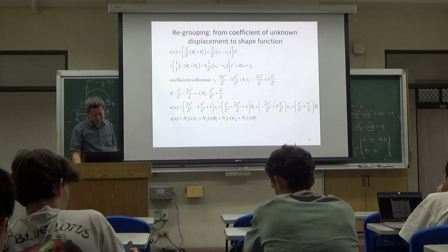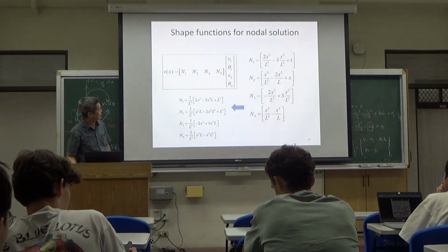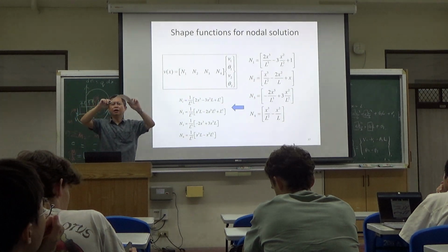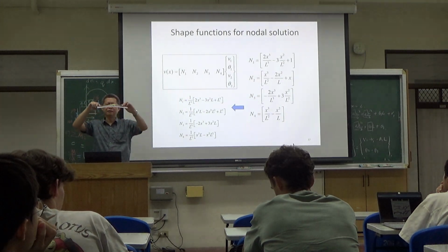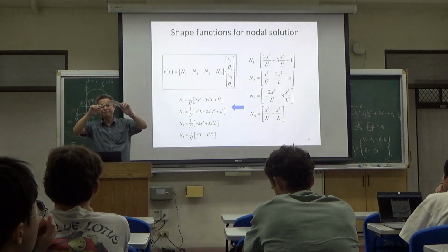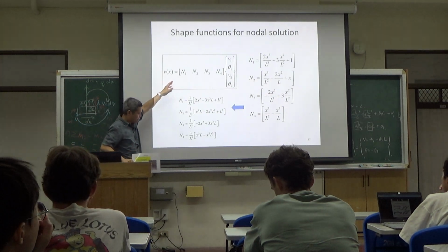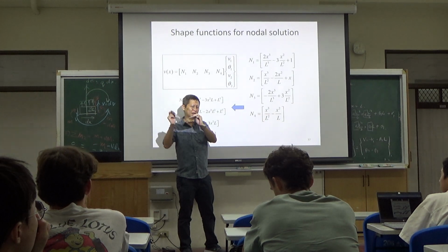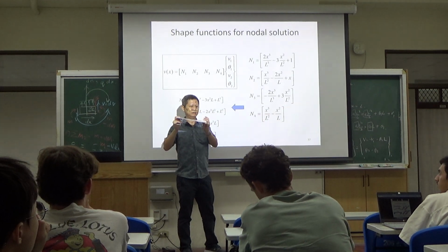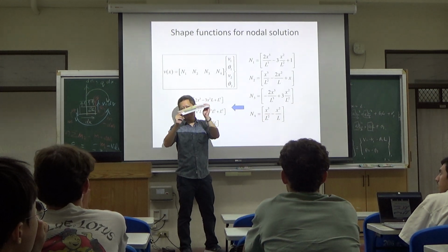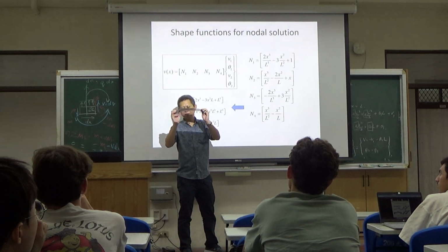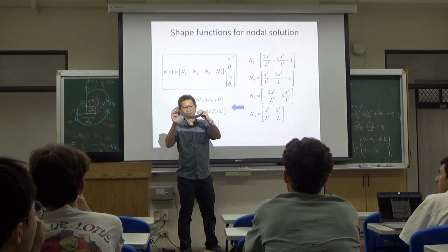Okay, the derivation could be complex. But after the grouping, the shape of the simple beam element is only defined by the vertical displacement on the right hand side, the vertical displacement on the left hand side, the angle of rotation on the right hand side, and the angle of rotation on the left hand side.